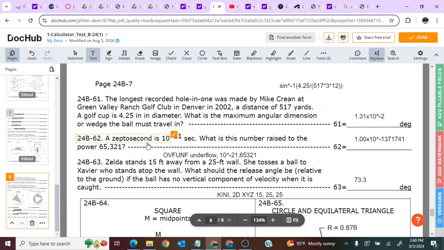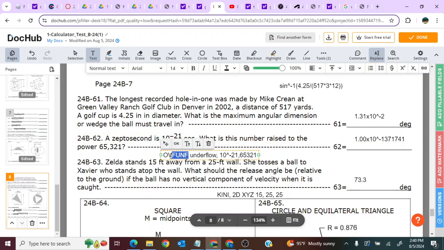Okay, a zeptosecond is 10 to the negative 21 seconds. What is this number raised to that power? Well, this is going to be a less than 1 problem, so it's underflow. We'll use our over function program. Your base is going to be 10 to the negative 21, and your exponent is going to be this power right here. Do that, you get 1.00 times 10 to the negative 1371741.